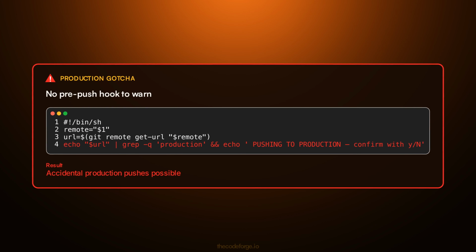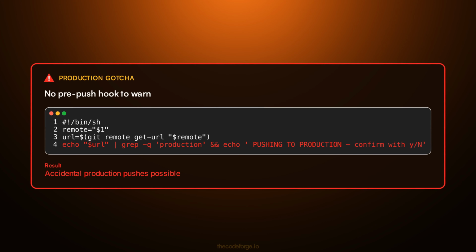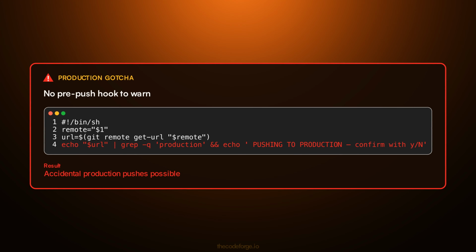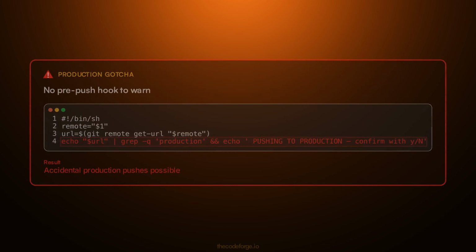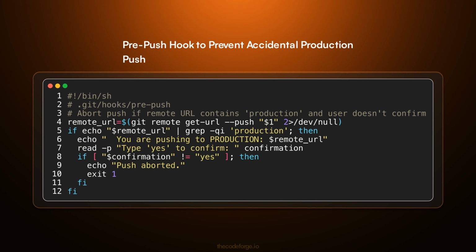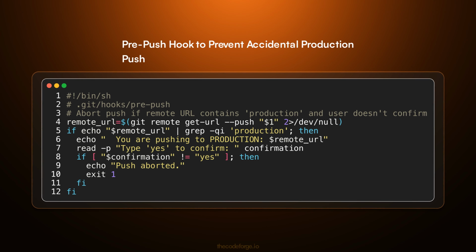A pre-push hook can warn you when pushing to a production remote. This script checks the remote URL and prints a warning if it contains production. Without such a hook, you rely solely on memory, which is error-prone. Add a pre-push hook that checks the remote URL and requires confirmation when pushing to production. This directly addresses the incident described in the article.